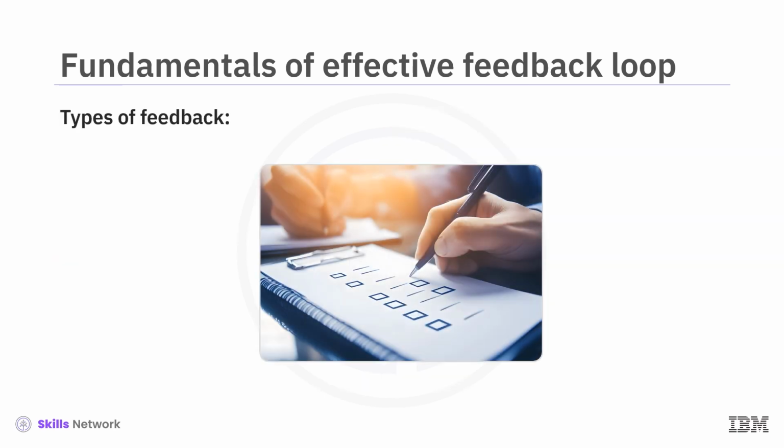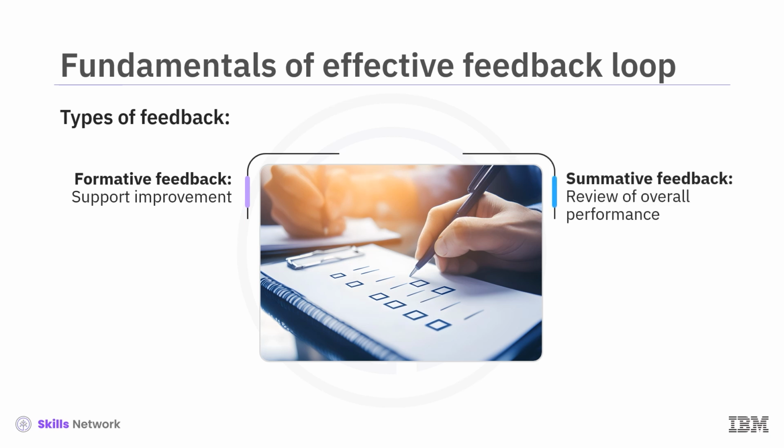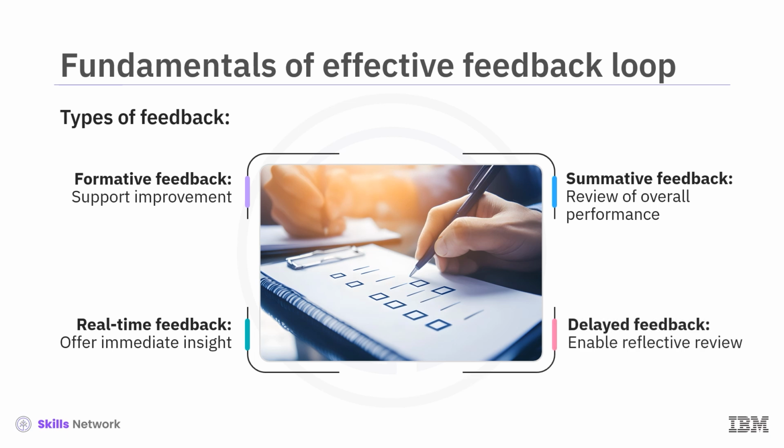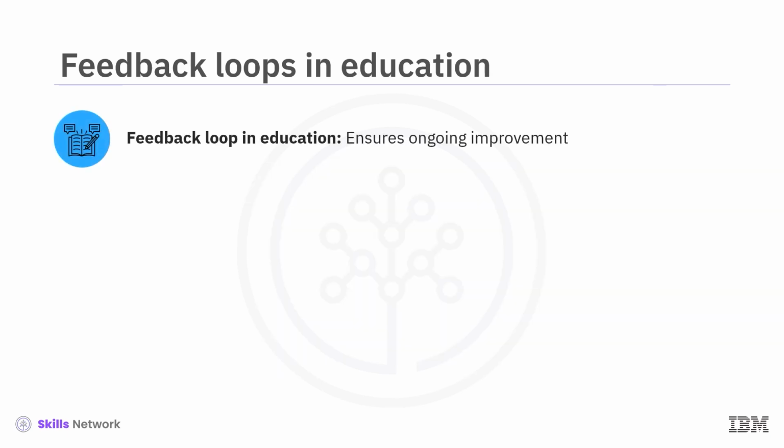Feedback can come in several shapes. Formative feedback is received in the learning process to support improvement. Summative feedback is received after the completion of a learning cycle for the overall performance review. Real-time feedback offers immediate insight to make swift adaptations, and delayed feedback enables reflective review after a passage of time for enhanced comprehension. Knowledge of feedback loops in education is critical to ensuring ongoing improvement.